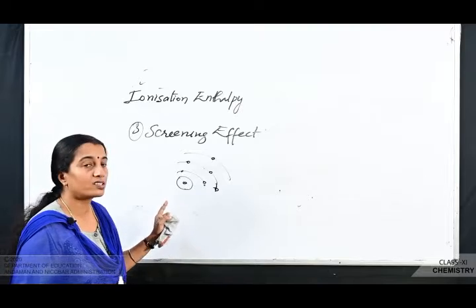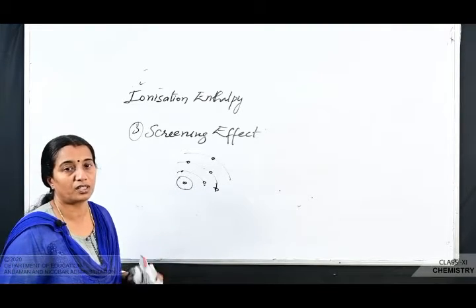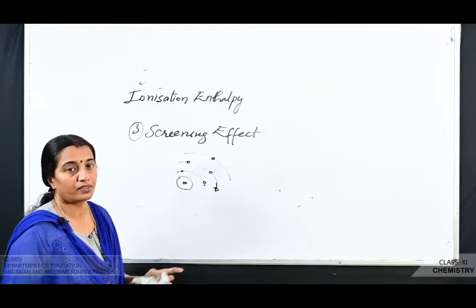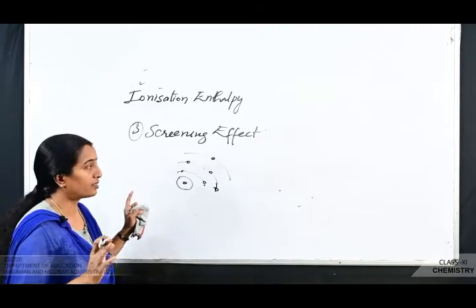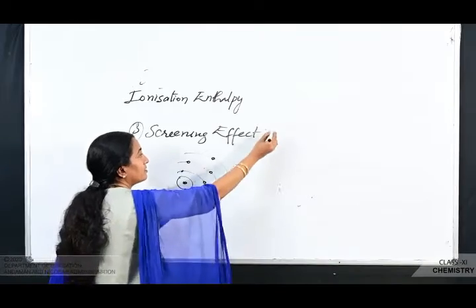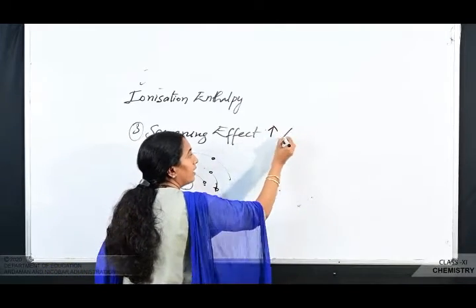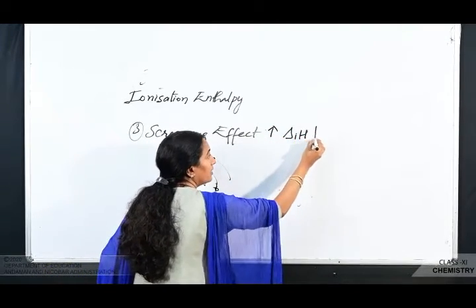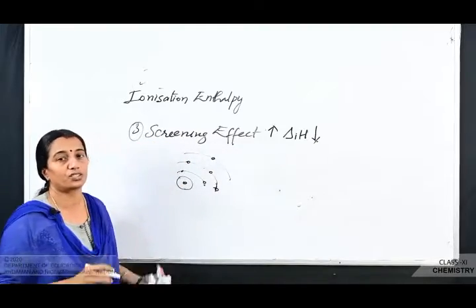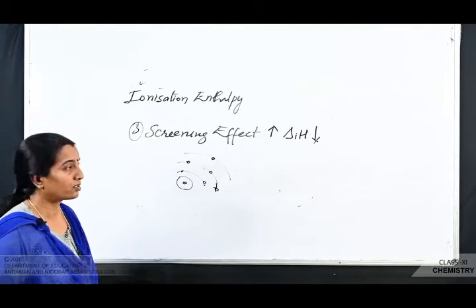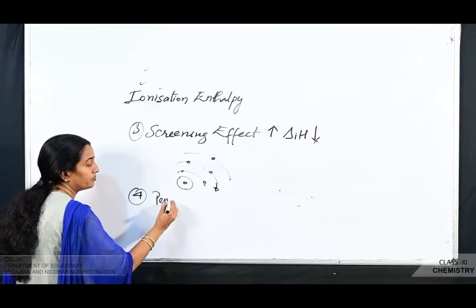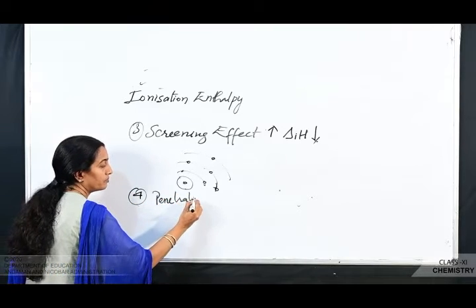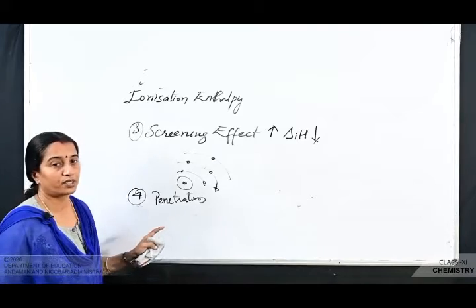And if the pull decreases, the electron can easily be removed. If the electron can easily be removed, the ionization enthalpy decreases. That means when the screening effect increases, ionization enthalpy decreases, and less energy is required to remove the electron. Now the next factor is the penetration power, the penetration effect of the electrons.